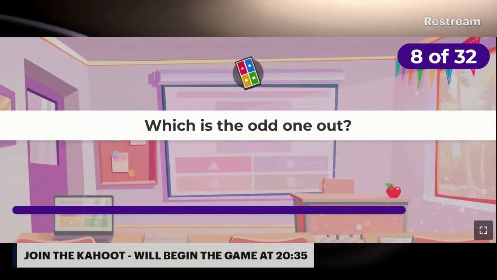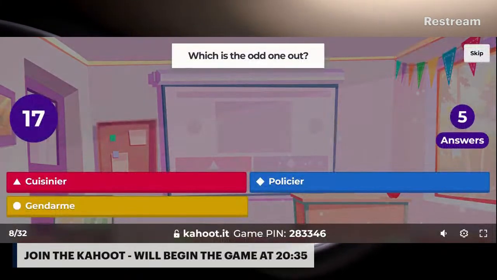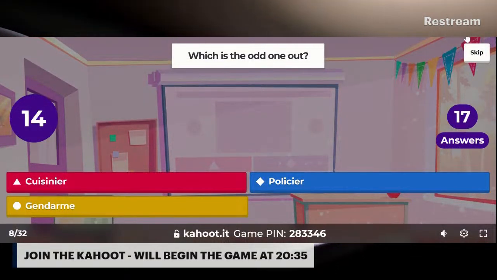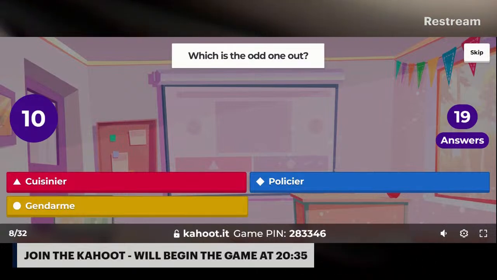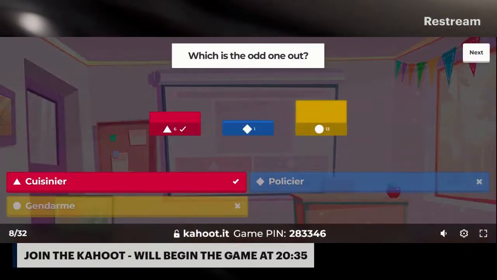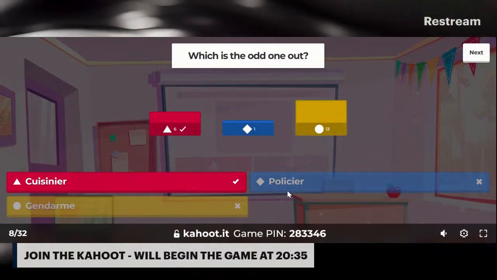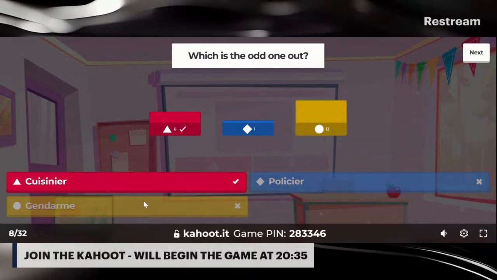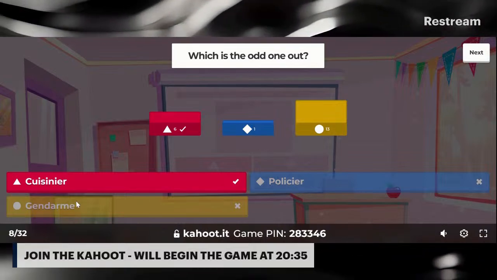Which is the odd one out? Is it cuisinière, policière, gendarme? So it is cuisinière, which is chef, because policière is police officer, and gendarme is constable. So that would have been a harder one to get.